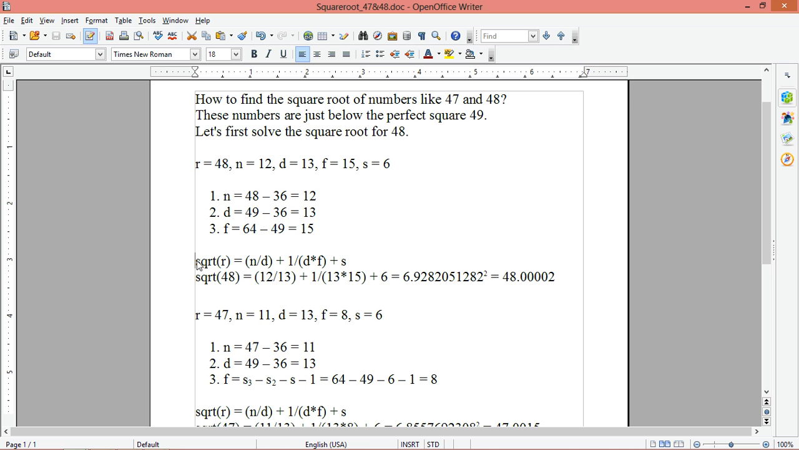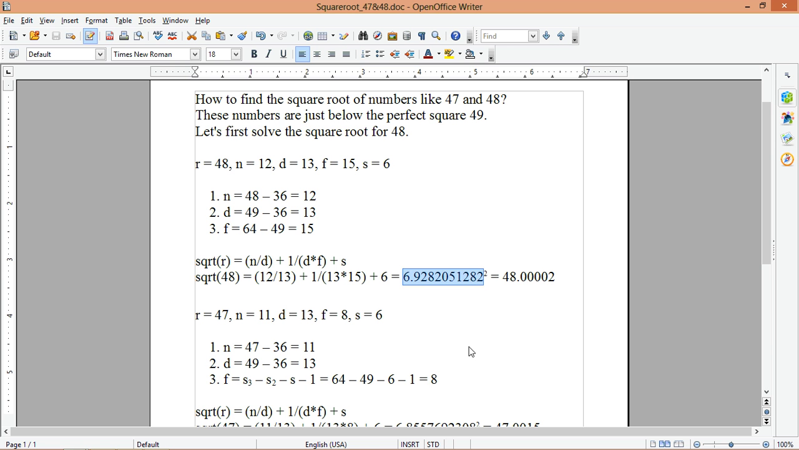Okay, if you looked at my previous videos, this equation, this expression is probably looking familiar. So we're just going to substitute the numbers and put them into this equation, right? R is equal to 48, so square root of 48 equals N over D, which is 12 over 13, plus 1 over D times F. D times F is 13 times 15, plus S, which is simply 6. The result, ignoring the power of 2 here, we get this number right here. This expression yields this number.